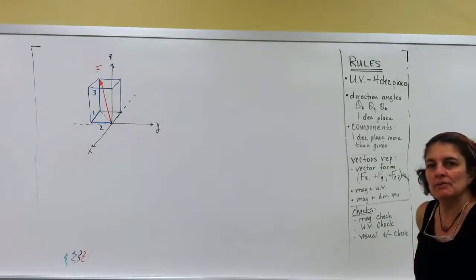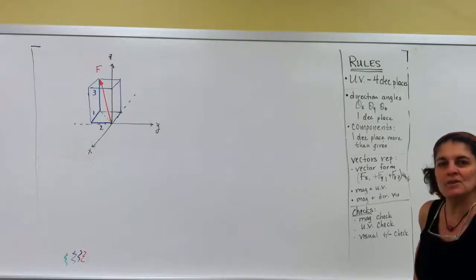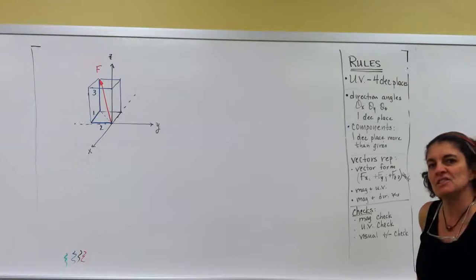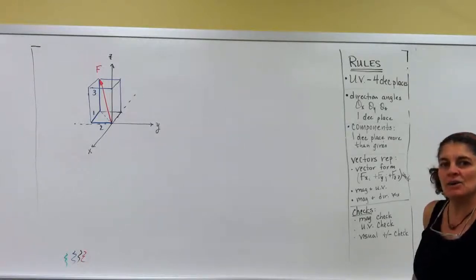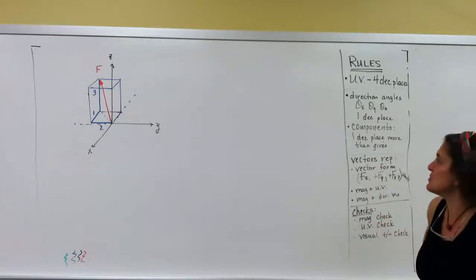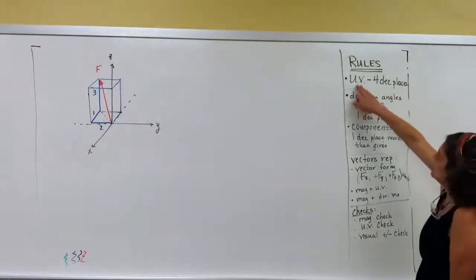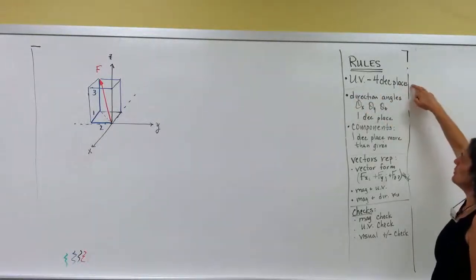A lot of what I covered in the first video and this video is really learning how to communicate as an engineer rather than a physicist or a mathematician. Because you came from math and physics, and now you have the foundation on which you're moving into engineering, and you're all engineering majors. So just to go over some of the rules, we learned that unit vectors we always represent to 4 decimal places.